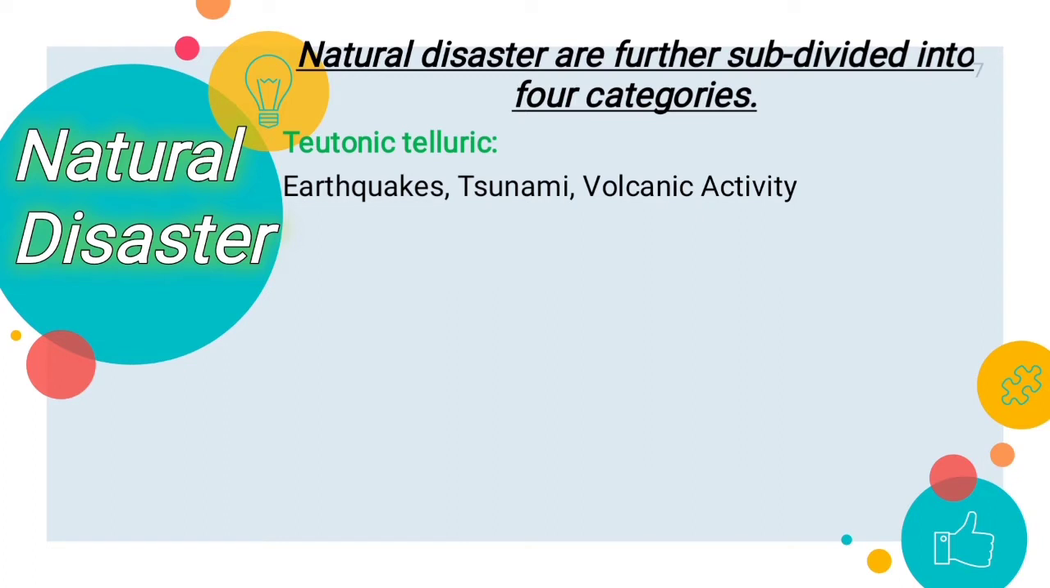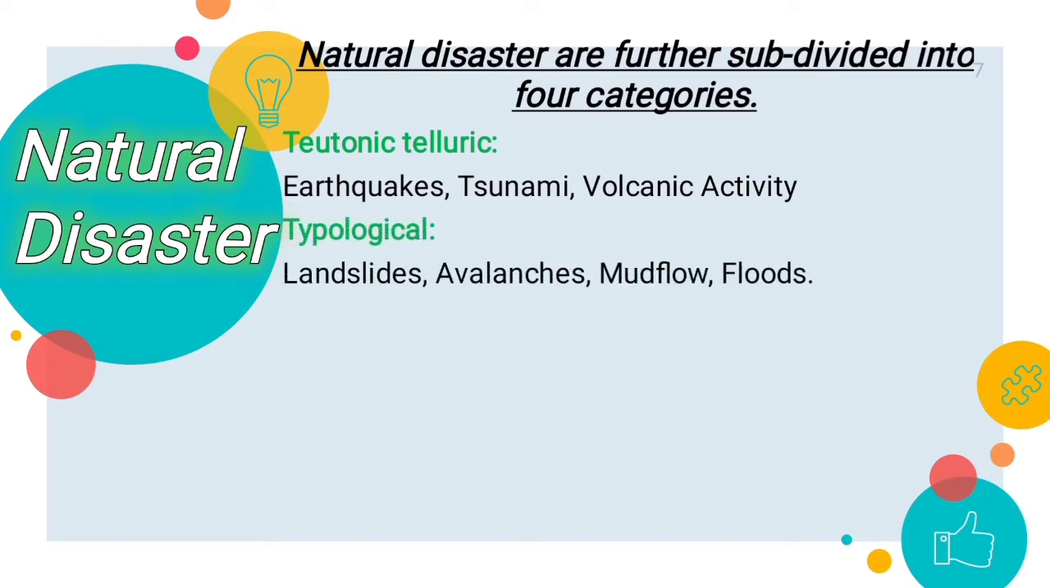It means disturbance of the magnetic field of the earth. We can say geological hazard. It includes earthquakes, tsunami and volcanic activity. Second category is typological. It includes landslides, avalanches, mud flow and floods.